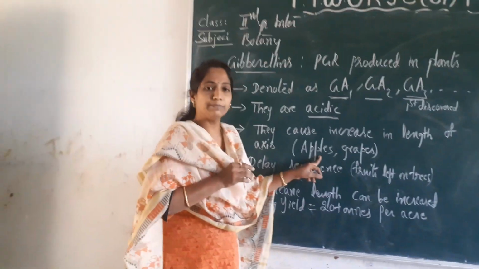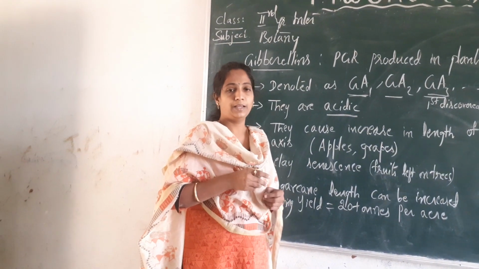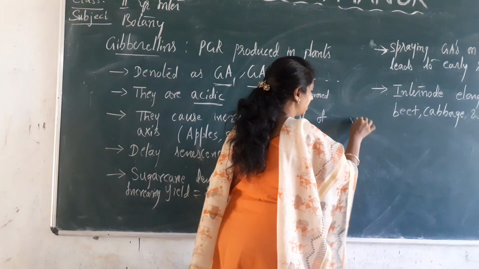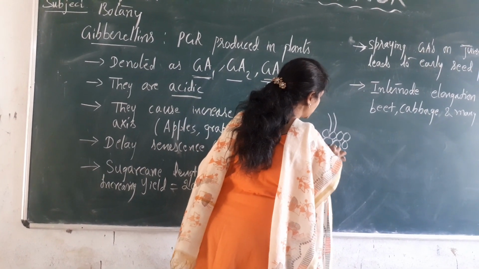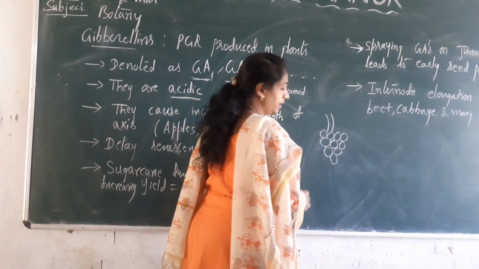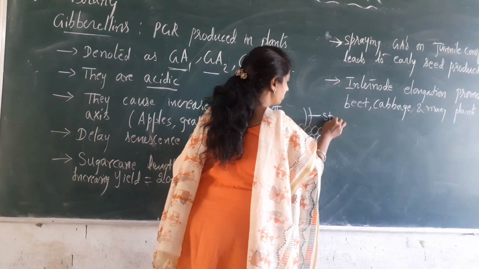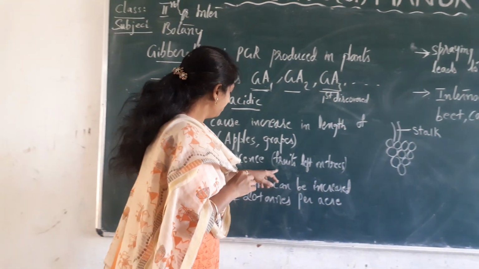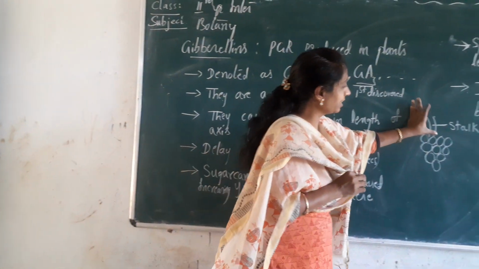Now many times you have seen the apples and the grapes. So these are the fruits. If you observe the grapes, you have the stalk for the grapes, right? The grapes will have a stalk-like structure. So if this is the branch of a grape, you will have a stalk. So this stalk of the grapes can be increased by applying the gibberellins. So you can increase this length.